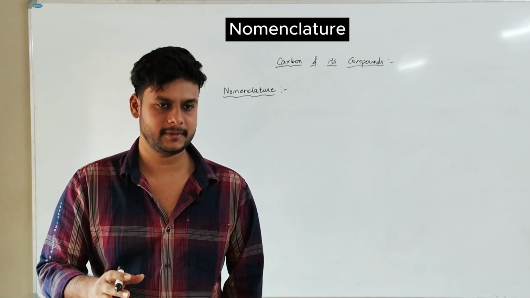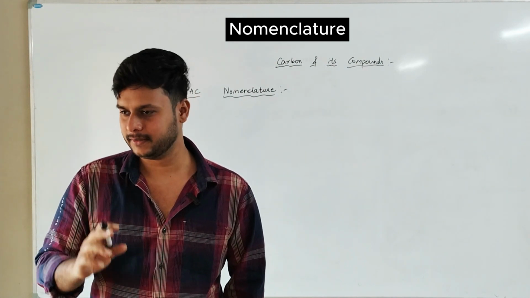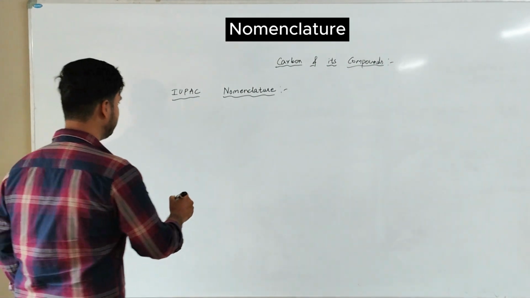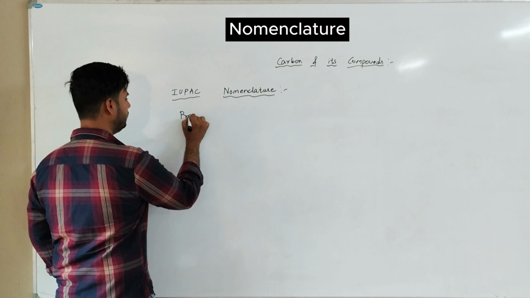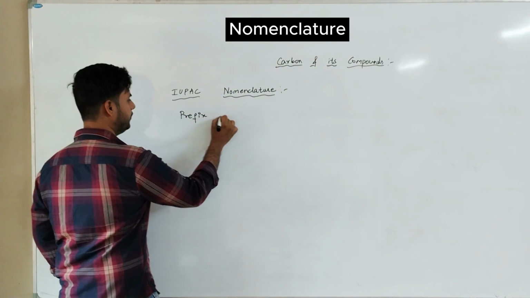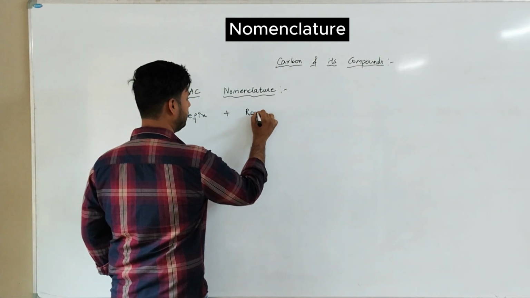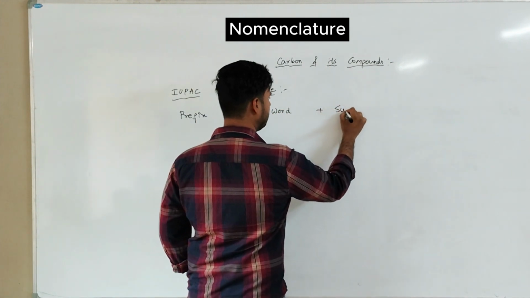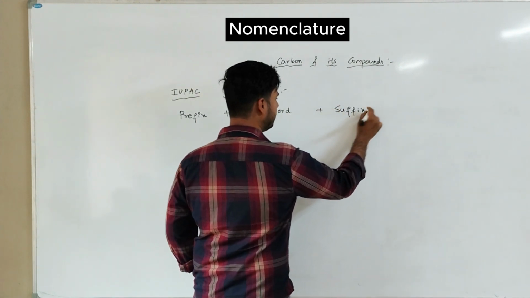Similarly, here there are some rules to name the compounds. We can't just name anything. We have some rules, and we are going to understand those rules. What are the rules? First we have prefix, plus root word, and at last we have a suffix. Suffix means it is at the last.